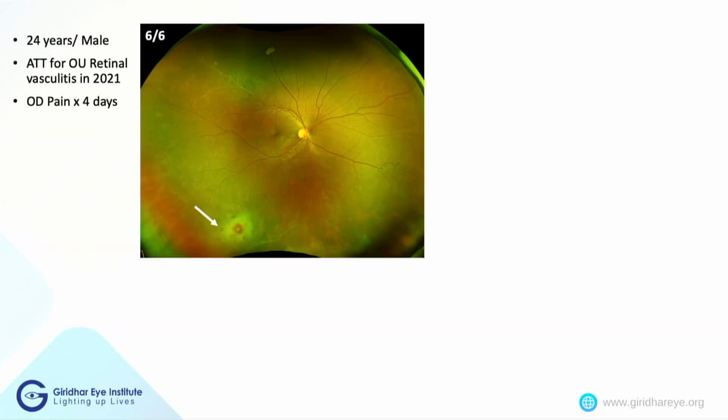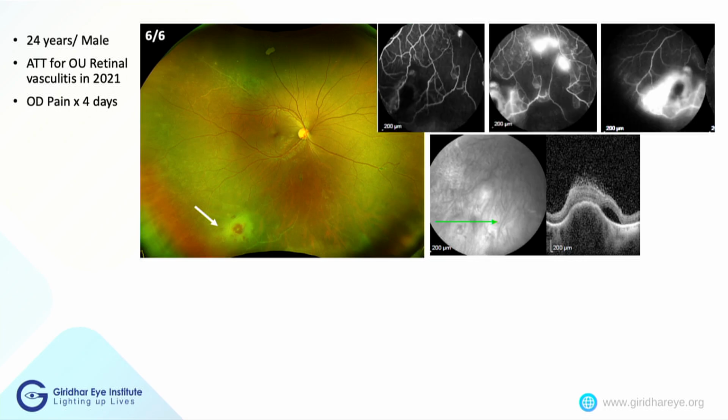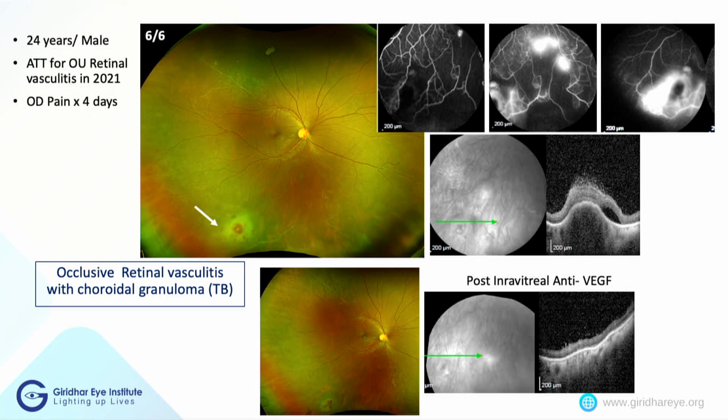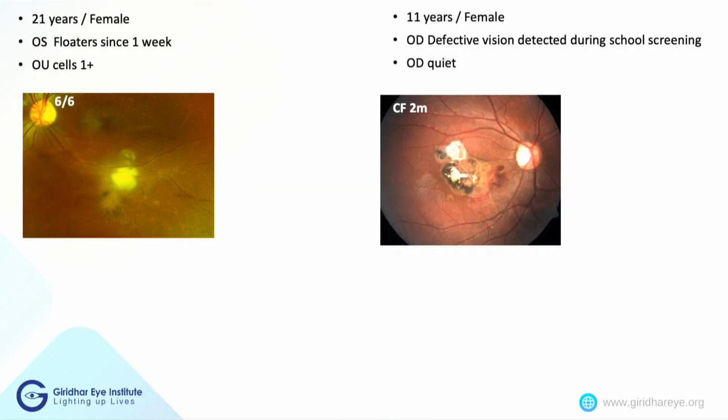One more patient of TB retinal vasculitis had a yellowish lesion inferiorly which looked quite elevated, and we could really make it out only with the help of the OCT. And again, FFA showed the capillary non-perfusion, NVE and the granuloma. So here we modified the treatment and gave an intravitreal anti-VEGF, and we can see the beautiful response post-injection. So extremely useful in retinal vasculitis, in the evaluation, in planning treatment and in follow-up.